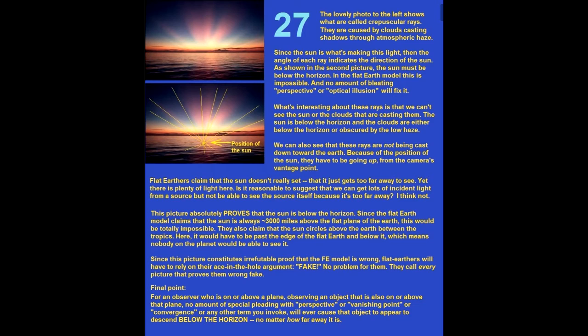Okay, so in the case of trying to make a balanced argument, we can see a picture here which demonstrates perfectly the globe view. So I'll read it out. "Since the sun is what's making this light, then the angle of each ray indicates the direction of the sun." That's absolutely incorrect, because we've just proven that with anticrepuscular rays. All it proves is the direction of the light. So I'll move on. "As shown in the second picture, the sun must be below the horizon." That's also absolutely incorrect. It just needs to be further than the horizon. "In the flat earth model, this is impossible, and no amount of bleating perspective or optical illusion will fix it."